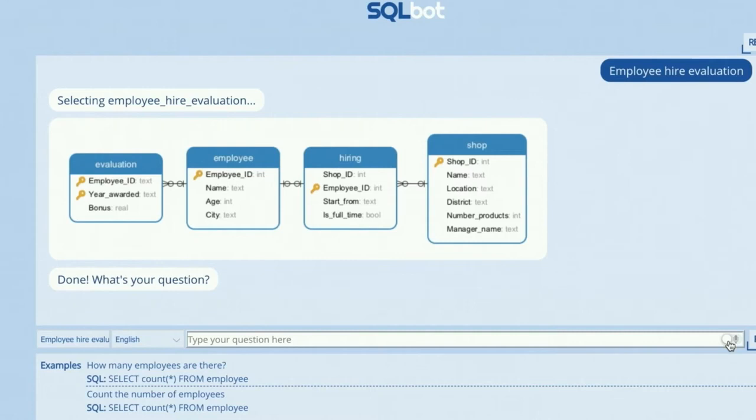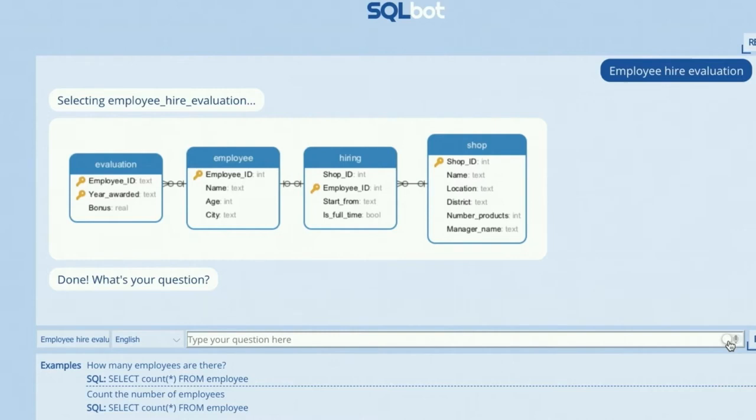This database consists of 4 tables: evaluation, employee, hiring, and shop. The shop and employee tables contain information about shops and employees hired by those shops. The hiring table contains hiring information between shops and employees. The evaluation table shows evaluation information about employees.